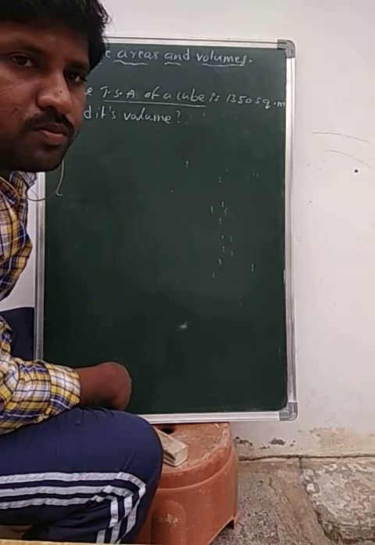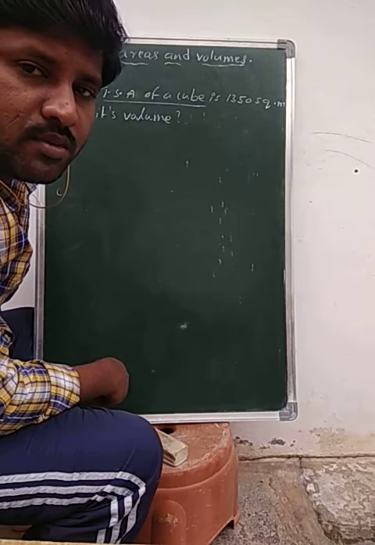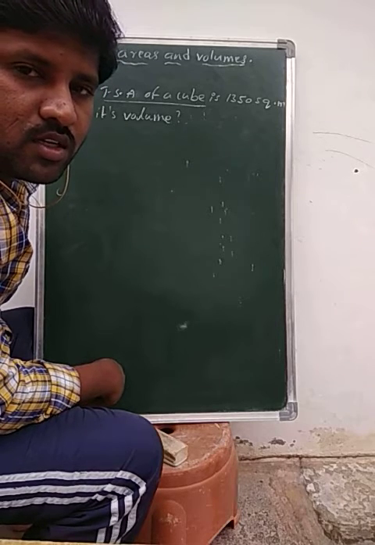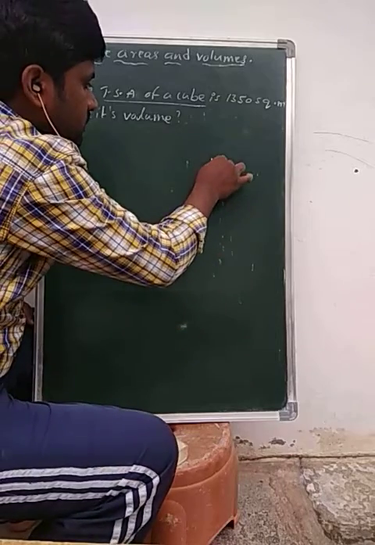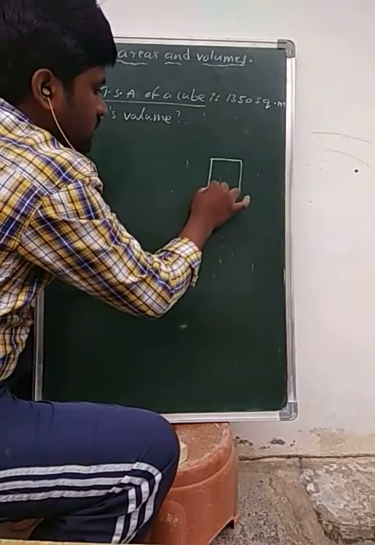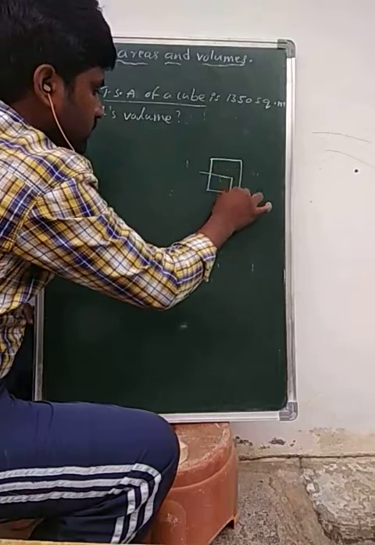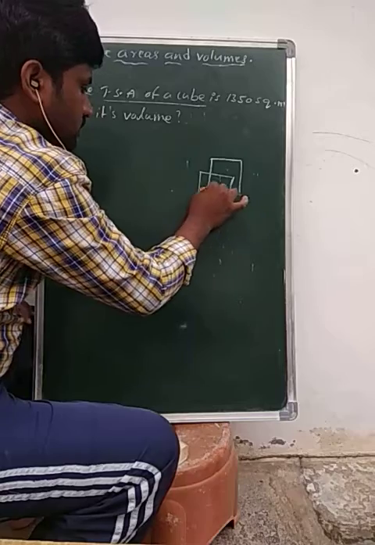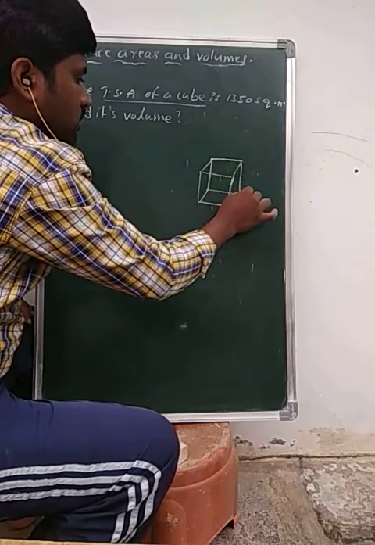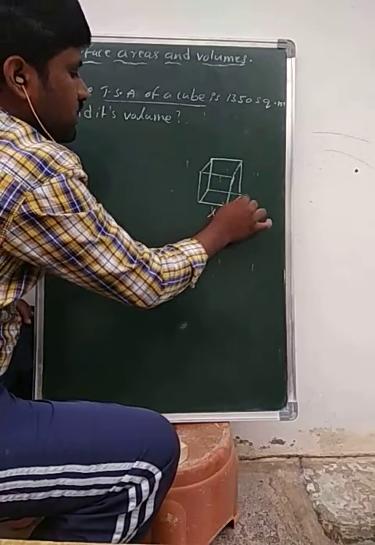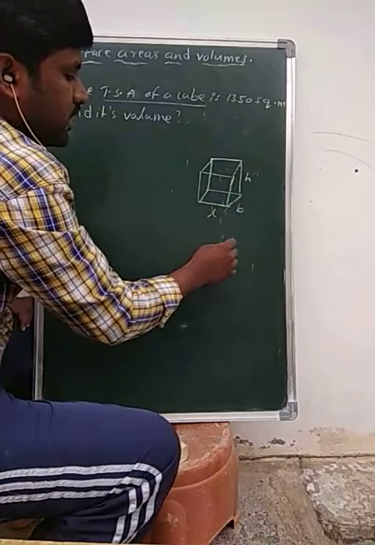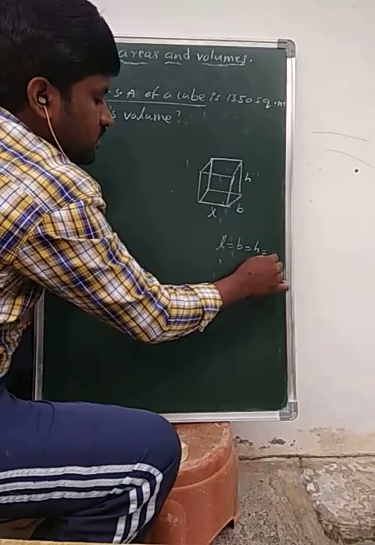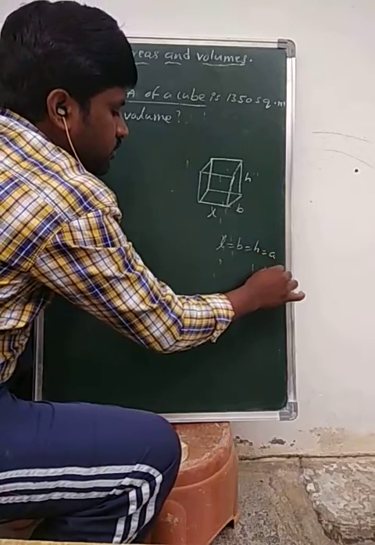We know a cuboid whose dimensions are equal, then it is called what? A cube. See, this is a cube. It has square faces, na? Already we know that. Okay. So this is length, this is breadth, and this is height. Clearly, length is equal to breadth is equal to height is equal to a units.